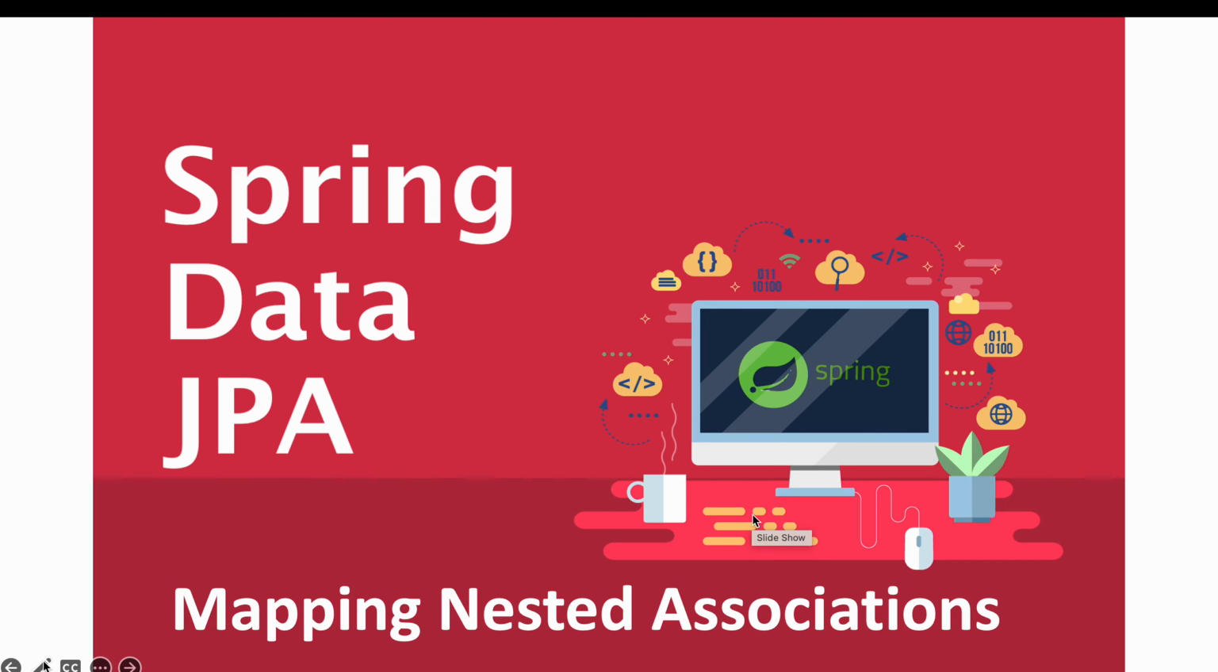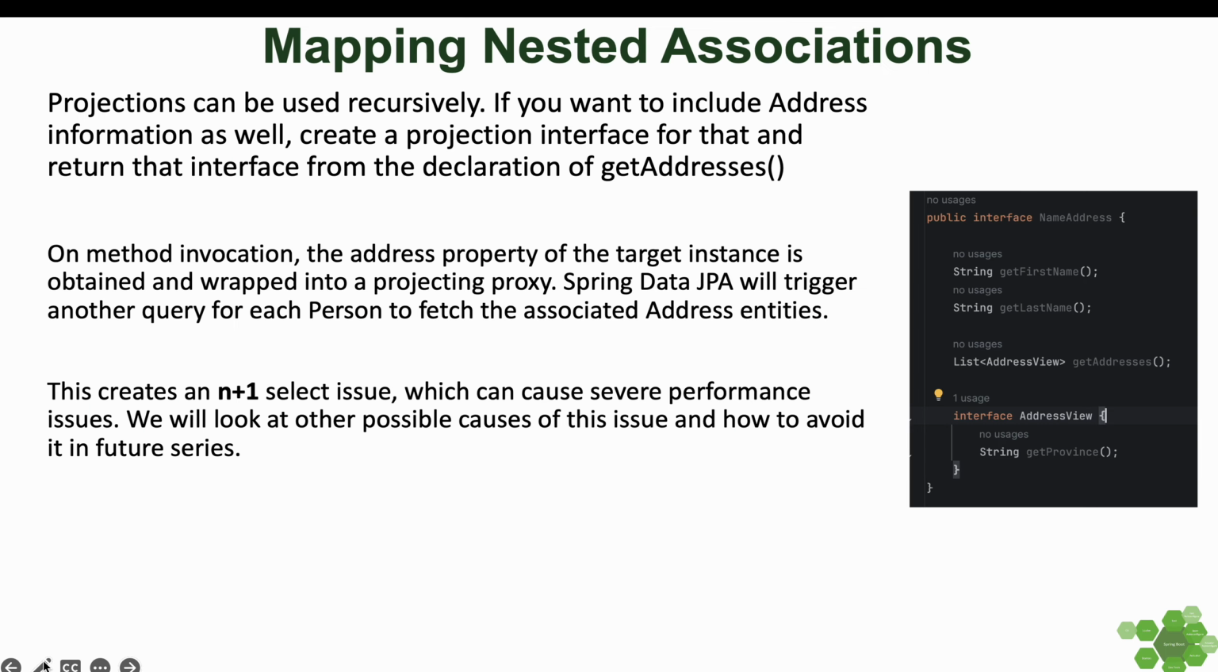Welcome to Java Space. In this video, we are going to look at mapping nested associations. If you look at this interface here, it's called name address. We have first name, last name, then we have addresses. Then we have address view. This addresses returns address view, and it returns get province.